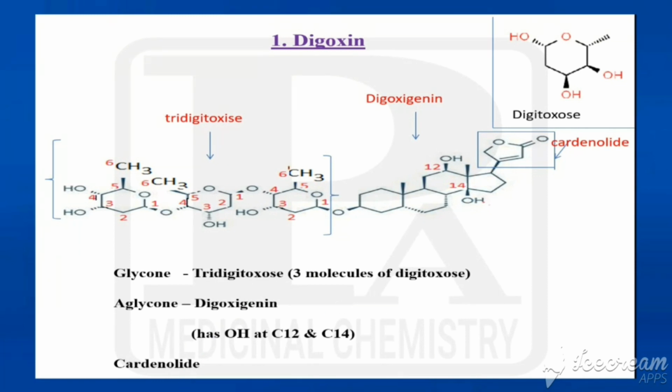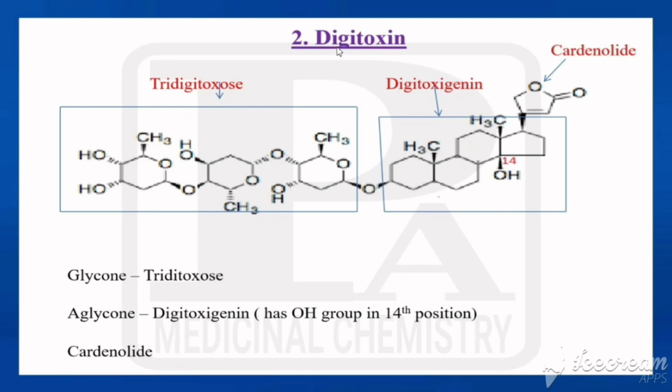Very important one. The second drug is called digitoxin. The first one we have seen is digoxin, the second one is digitoxin. The structure is more or less similar. The sugar is the same, tridigitoxose. But what about the non-sugar, that is the aglycone? It has a cardenolide, but it has only one hydroxy group at the 14th position. For digoxin, there are 2 hydroxy groups, one at the 12th and another at the 14th. But here it has only the 14th hydroxy group.